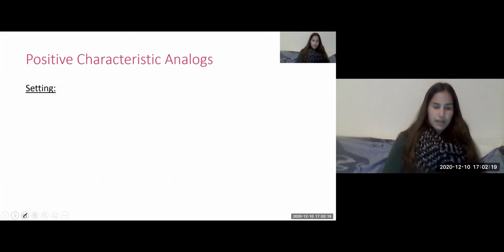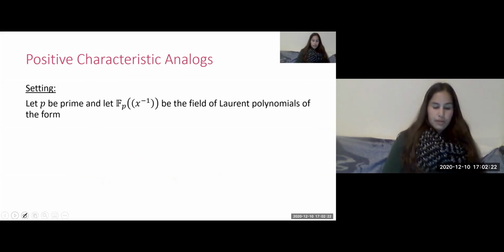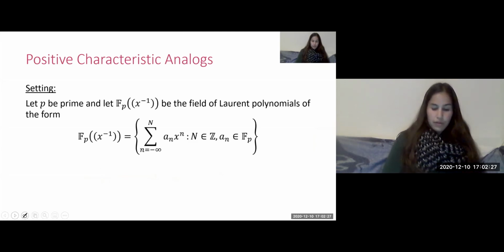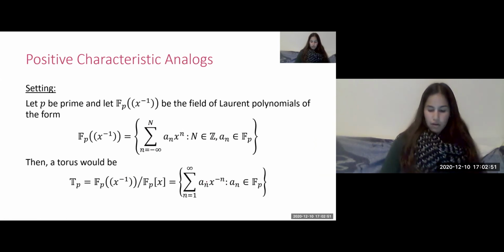So going back to the setting and going more in depth, we take some prime p, and these are going to be the field of Laurent series of this form, where n is some number in Z, so that means it has to be finite, and we can have infinitely many negative powers. Then if we mod this out by the polynomials, that means two of these functions are equal if their difference is a polynomial. So we could take the following set of representatives: all of the series that only have negative powers. This would be our torus.